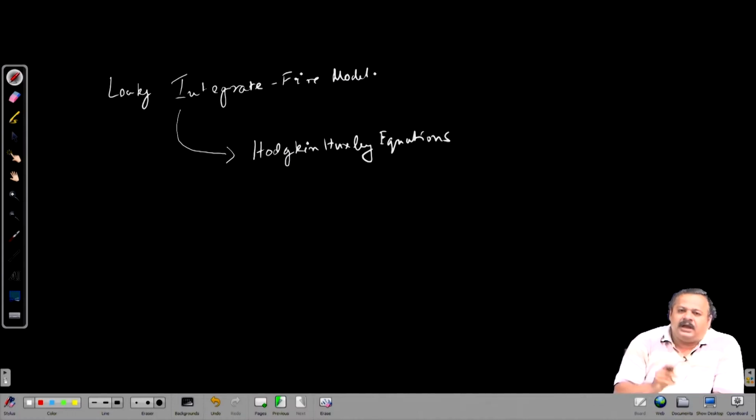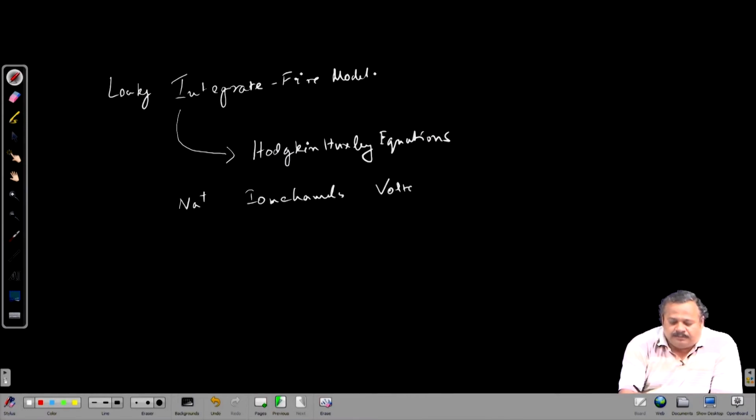So, as we have discussed, we need now the incorporation of sodium ion channels, which are voltage dependent, and potassium ion channels, which are also voltage dependent.